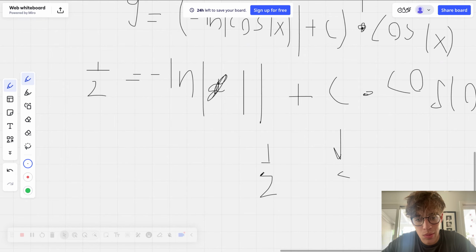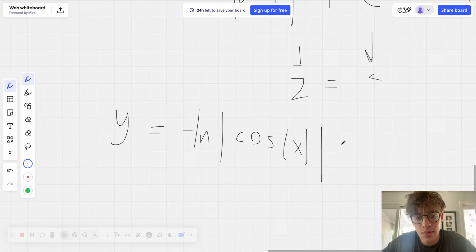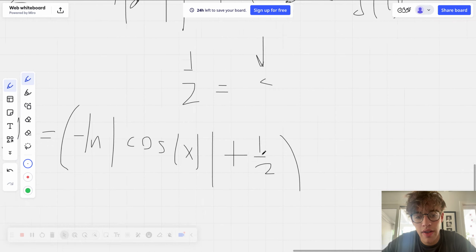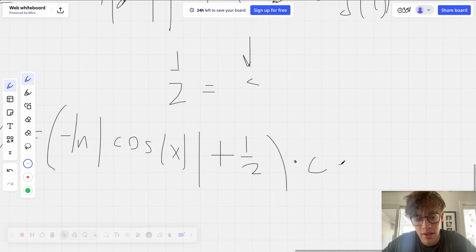Now I can plug this back in, and we get y equals negative ln cosine x plus 1/2, with parentheses around here, and then times cosine x. Boom. And this is the solution.